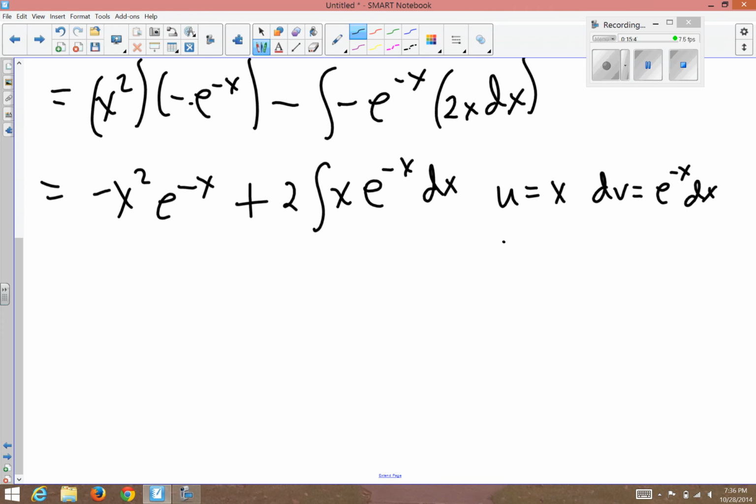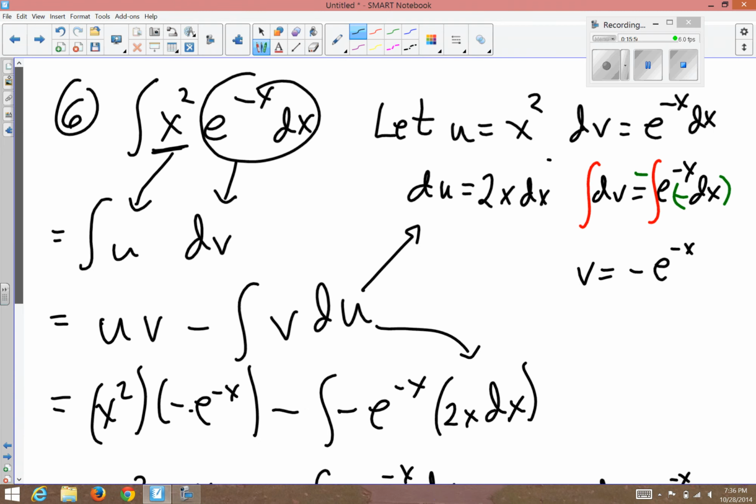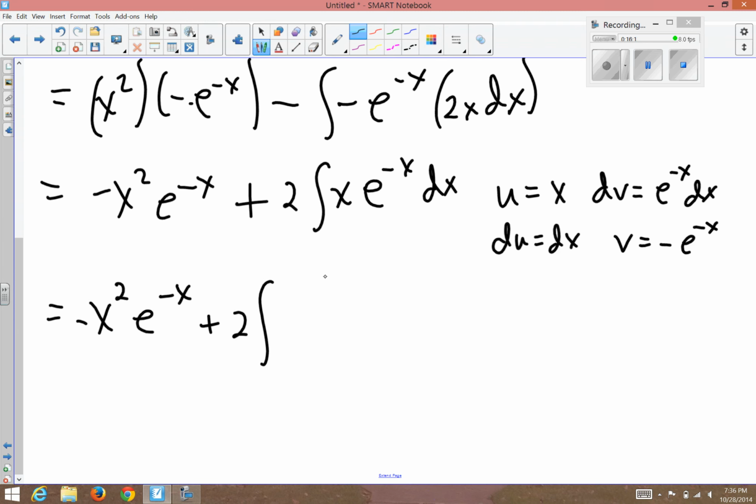From u equals x, we get du equals dx. From dv equals e to the negative x dx, we just talked about that. From that, we get v equals negative e to the negative x plus c. Put back over here: negative x squared e to the negative x plus 2 integral.